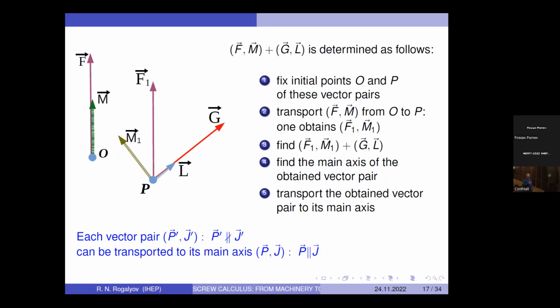Performing this procedure, we arrive at the algorithm of adding two screws. First, we fix the initial points of the two screws, transport one screw to the initial point of the other, find their sum, find the main axis of the resultant screw, and transport the obtained vector pair to its main axis.